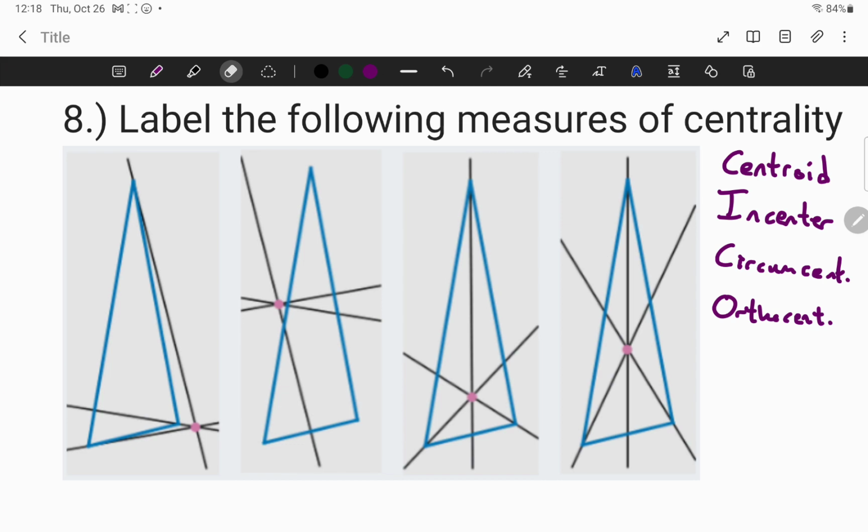So this one here, this is the other one that's on the inside. This is connecting, I've got at least one line here connecting a vertex to the midpoint of this line here. So I believe that one.